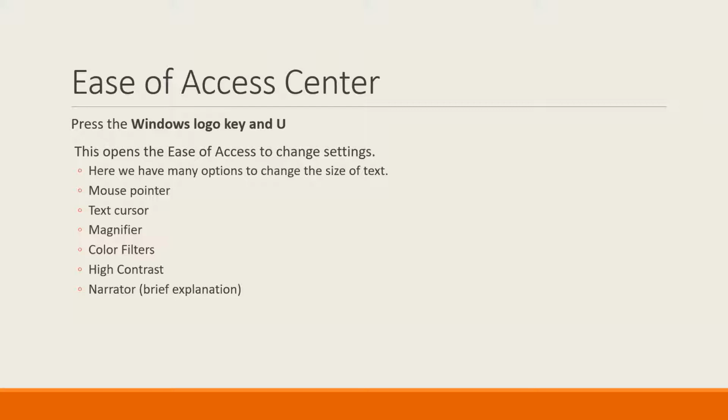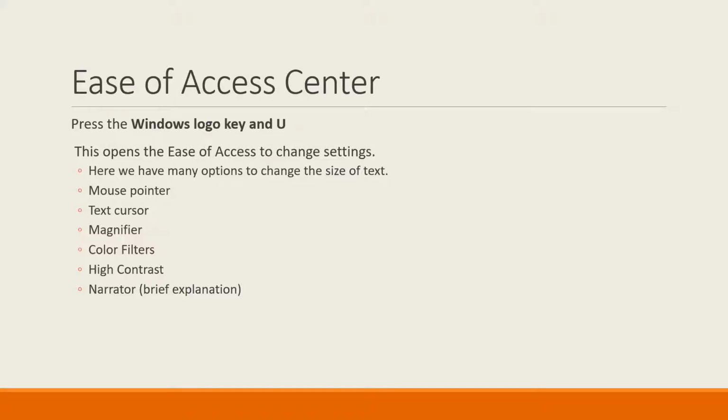So we can actually change the display, the text size in the display. For those of you who are familiar with the iOS devices and the settings, this is very, very similar to our accessibility settings. So we can change the size of the mouse pointer. We can change the size of the text pointer.